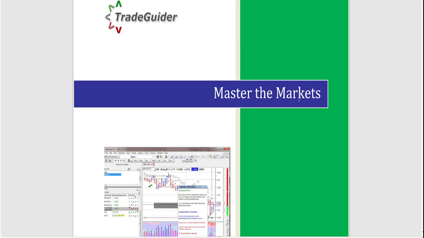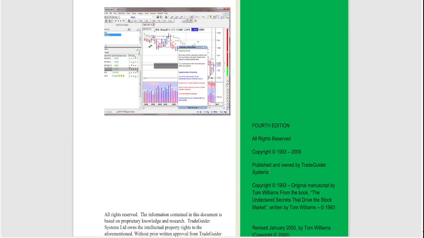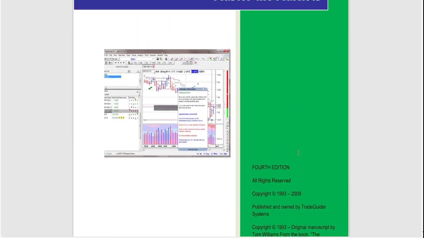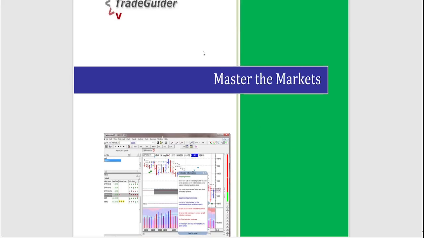Master the Markets is written by Tom Williams, maybe 1993 to 2009, and they actually market their Trade Guider software. We don't need any software. In order to trade the market, we just need TradingView or an MT4. We don't need any fancy gadget or software like Trade Guider. So by reading this book, ignore the word Trade Guider or anything related to it. Just read the book and get the concept out of it.